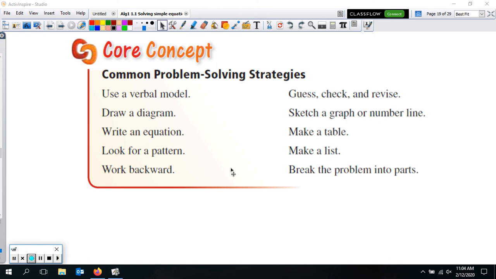Make a list, look for a pattern. Sometimes drawing a diagram is also helpful. Working backwards can also be a strategy to use. So these are strategies you can definitely use. But like I said, writing an equation is going to be probably the most popular one that we do use.